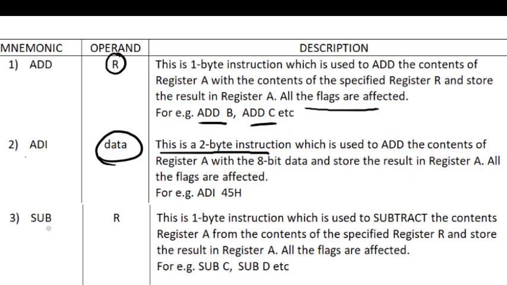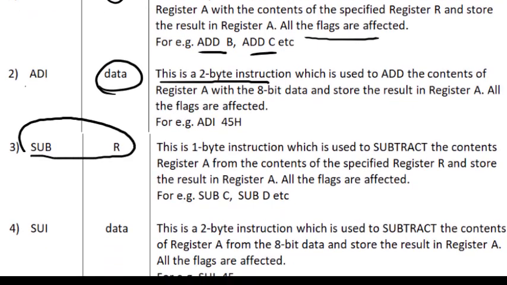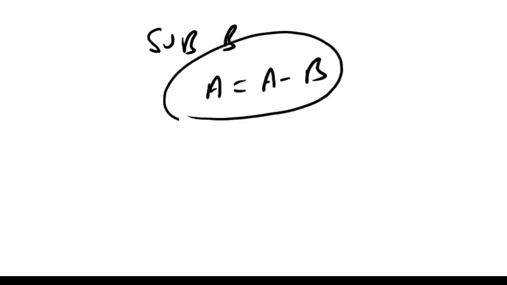Then we have SUB R. SUB R is also a 1 byte instruction. It subtracts the contents of the specified register R from A, and all the flags are affected. If I write SUB B, it means A equals A minus B, and in this case also all the flags are affected. And one more thing, the carry flag acts as the borrow flag. If A is less than B and we are subtracting, a borrow will be generated. So the carry flag is acting as a borrow flag for this particular operation.